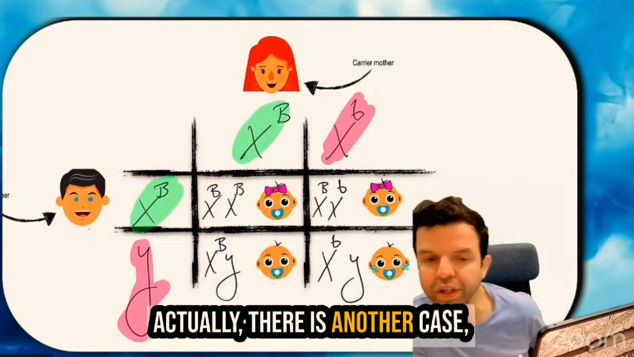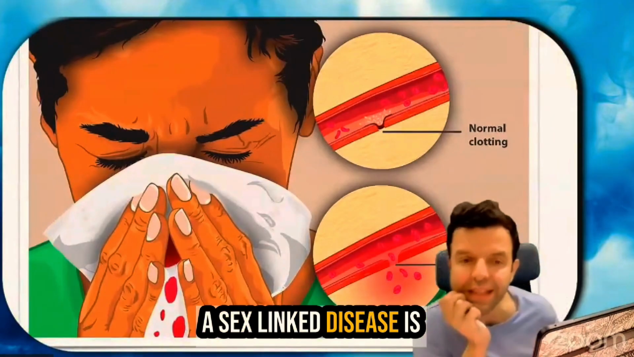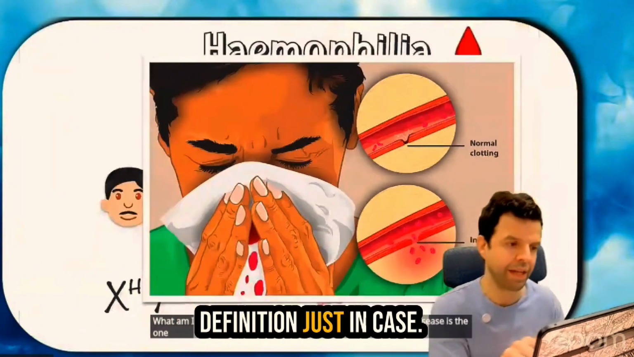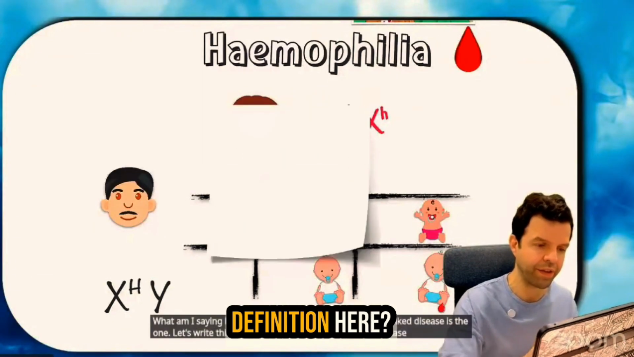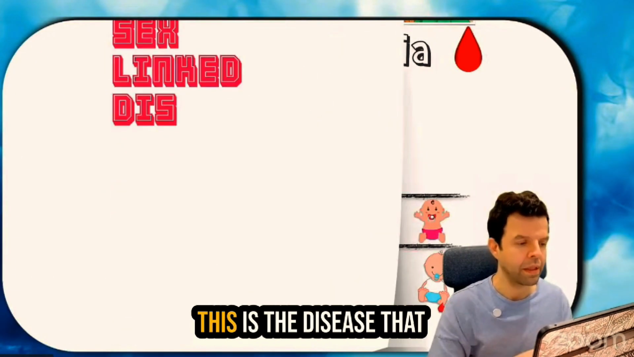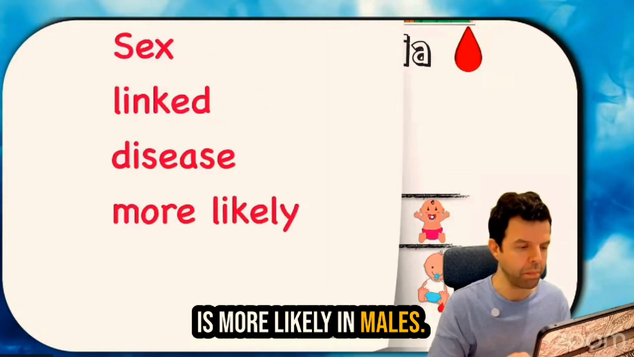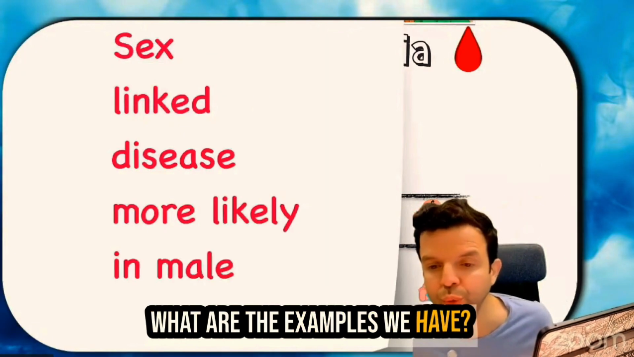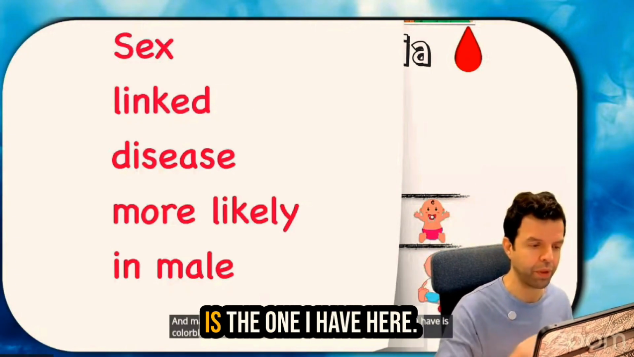Actually, there is another disease that is sex-linked. Let's write this definition just in case. So, sex-linked disease. Can you write that definition here? Sex-linked disease: this is a disease that is more likely in males. What are the examples we have? The examples we have is colorblindness. And my second example is the one I have here.